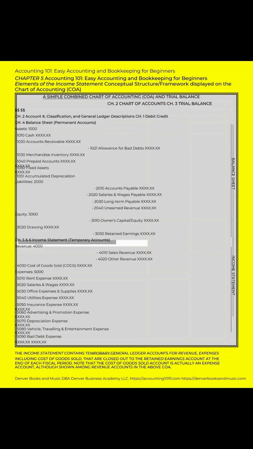Chapters in my book, Accounting 101, Easy Accounting and Bookkeeping for Beginners. This session is about concepts presented in Chapter 5, Elements of the Income Statement, and centers on the typical income statement or profit and loss format reported and published as part of a firm's annual financial statement.